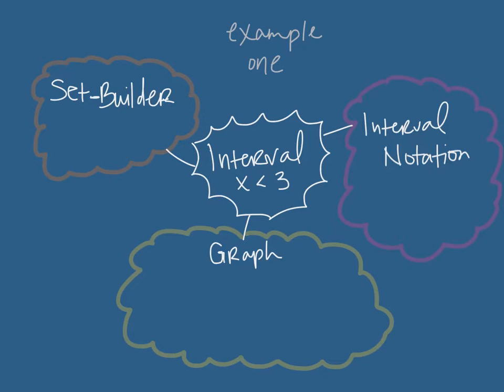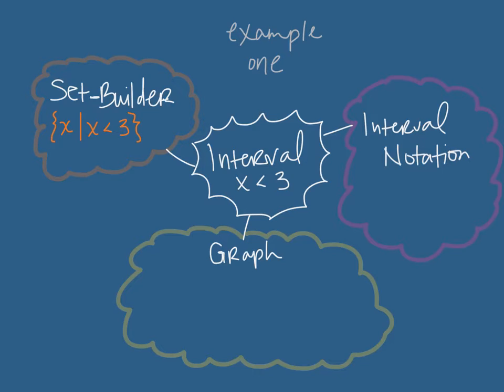Set builder is just like the fancy smancy way of writing something. So you put those little brackets and you say x such that x is less than 3. That's it. So we're just repeating the interval and we're saying, hey, the answer is every single x such that or where x is less than 3. It's not really any different, it's just like a fancy way to write something.